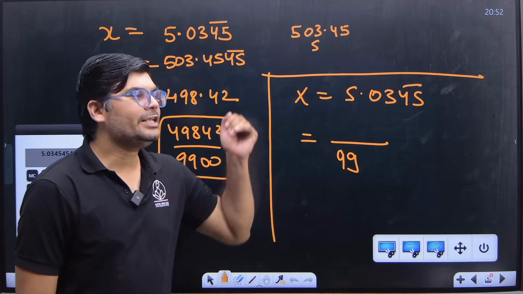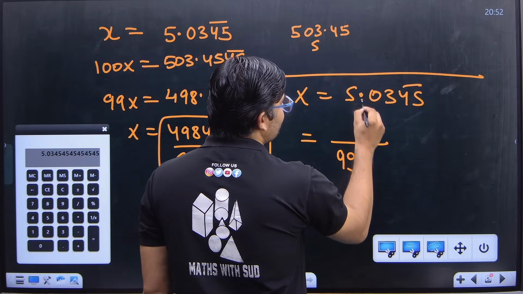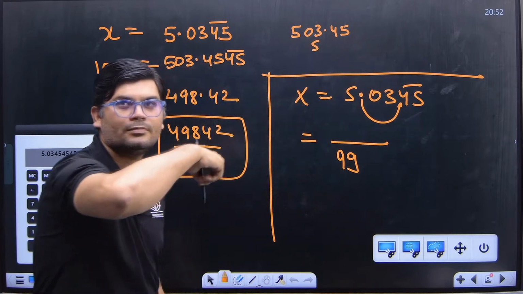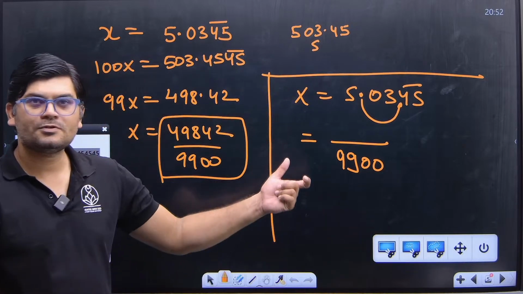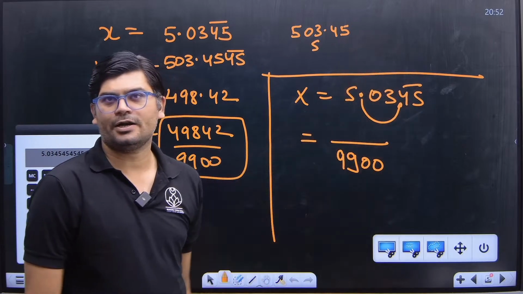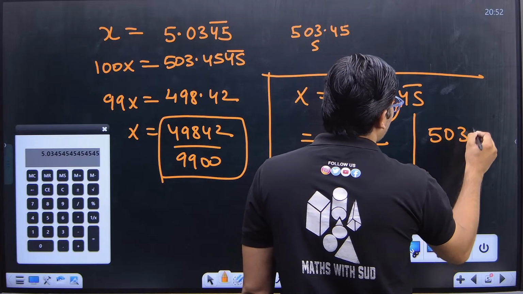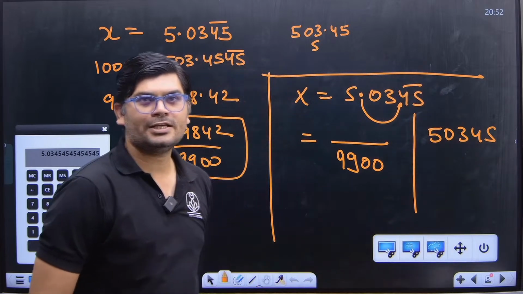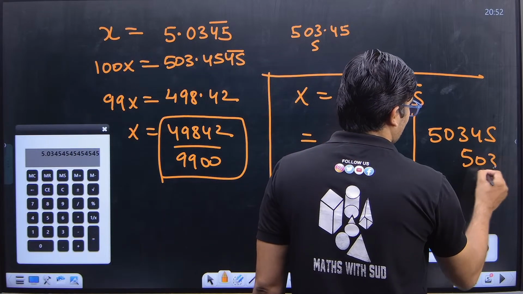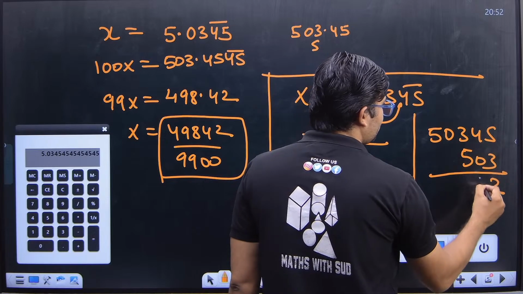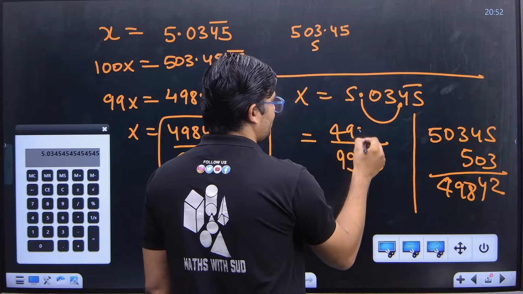Now to reach the decimal part which is repeating, how many jumps will you have to make from the initial decimal? 2. So 2 jumps means 2 zeros. That is 100. You will multiply this by 100. Now this is your denominator. For the numerator, write the whole number as it is and subtract the non-repeating part. What is the non-repeating part? It is 503. So 5 minus 3 is 2, 4 is 4, then you will get 498. See, you have got the same number.